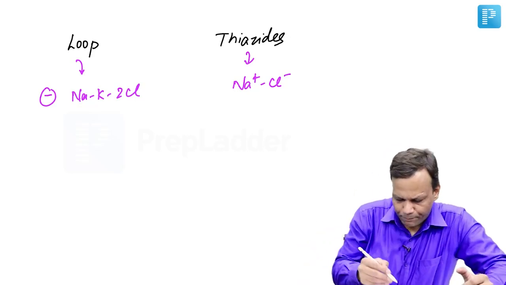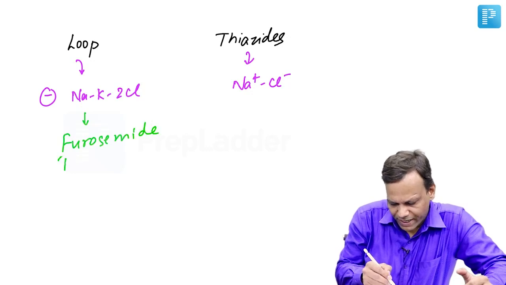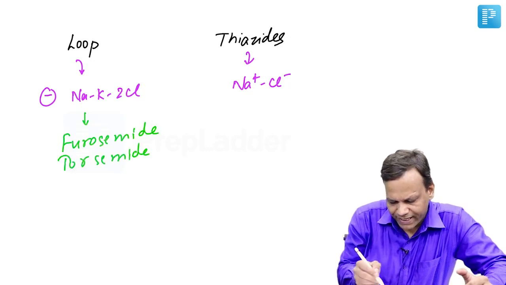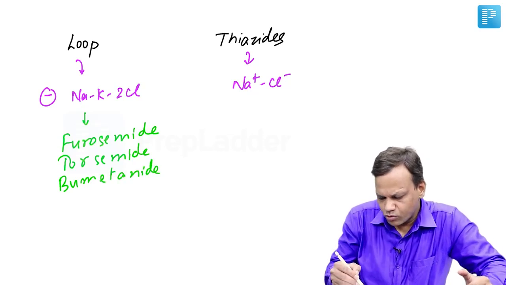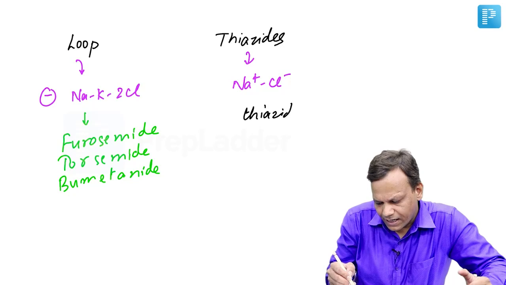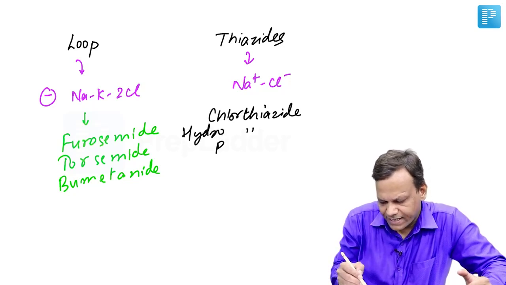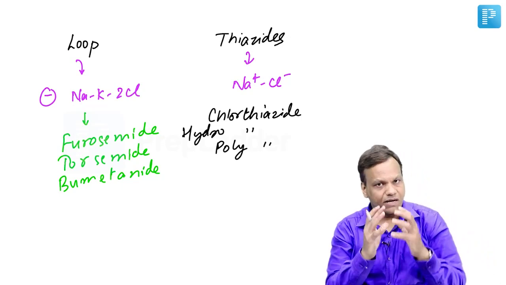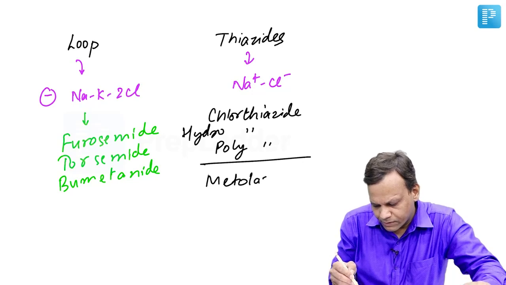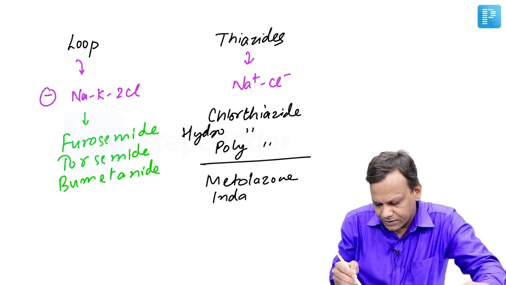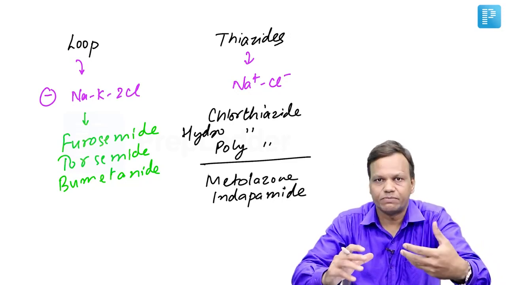Now loop diuretic examples are furosemide, torsemide and bumetanide. Whereas for thiazides, any drug whose name ends with thiazide, like hydrochlorothiazide, chlorothiazide, polythiazide. And some drugs whose names do not end with thiazide, like metolazone and indapamide. These are also called thiazide-like diuretics. They have the same mechanism and similar uses.